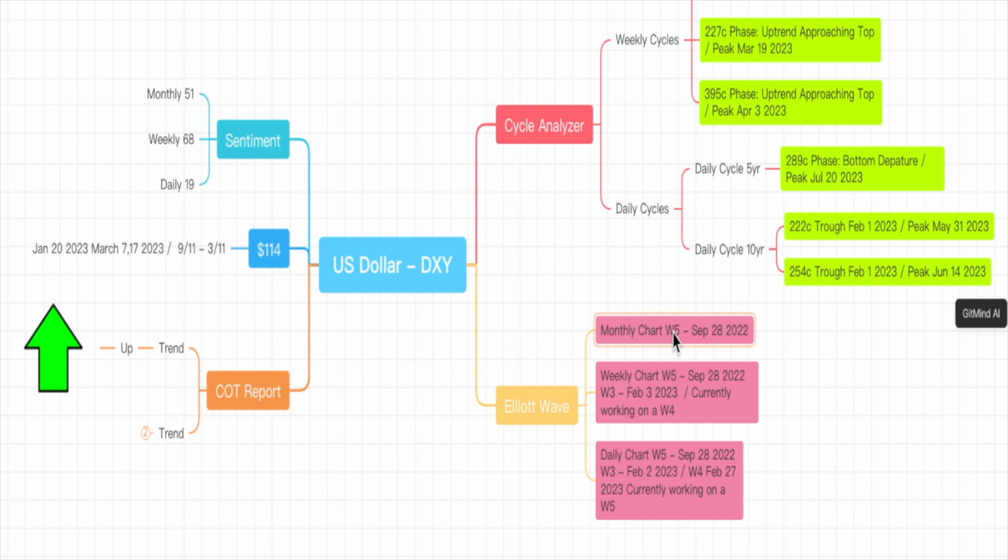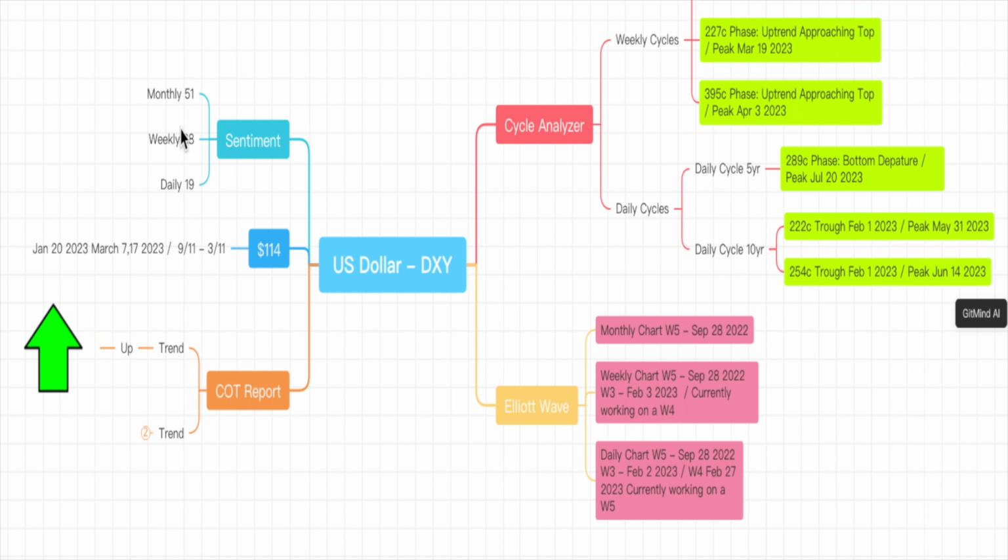Elliott wave, we already know we're in a wave 5 on the monthly. Things got a little more updated here. We currently did a wave 3 on February 3rd, and are currently working on a wave 4. We don't have a wave 4 yet on the weekly chart, but looking at the daily chart, we got a wave 5 on September 28, wave 3 on February 2nd, and wave 4, which we just established on February the 27th. We're currently working on, if it's going to play out, a wave 5. So this is very interesting in regards to the Elliott wave theory.